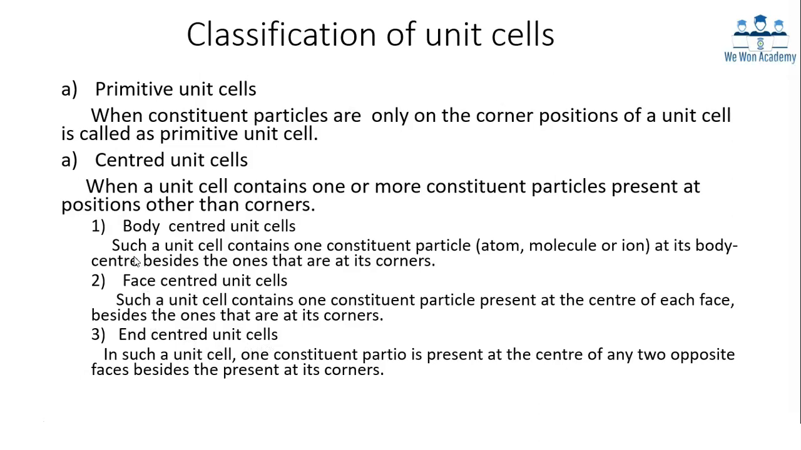So now we will go through the body centered unit cell. In this, particles are present at all the corners as well as at the center of the body. In the face centered unit cell, there is a little difference: constituent particles are present at all the corners and also at the center of each face. And last, in the end centered unit cell, particles are at the corners and also at the center of any two opposite faces.